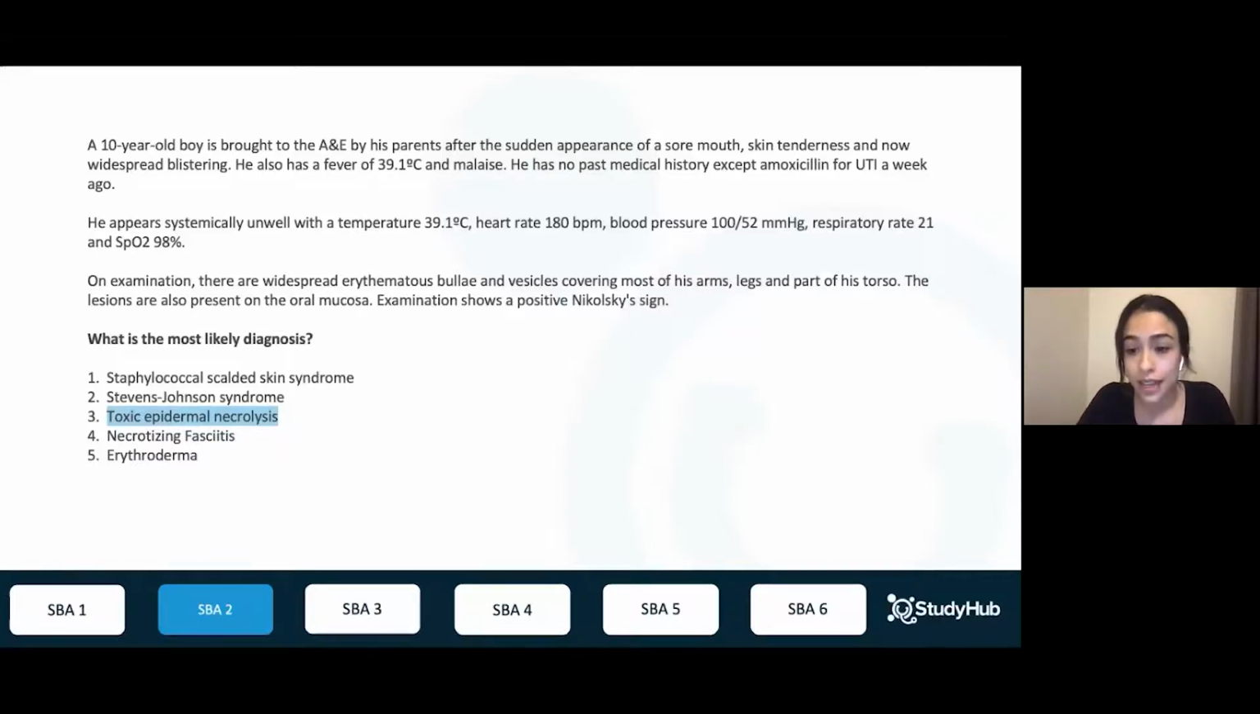2 and 3 present essentially exactly the same. So they affect the oral mucosa and they affect the skin. However, the difference between the two is the extent that they affect the body. So here we see that it's covering most of the arms, legs, and part of the torso. If you just think about that rationally, you don't have to come up with a number, but you'll know that maybe that's more than 50% of the body. And so the answer would be toxic epidermal necrolysis because of the extent, really.